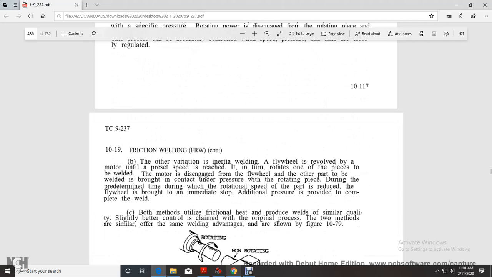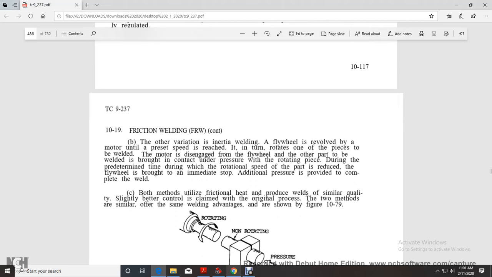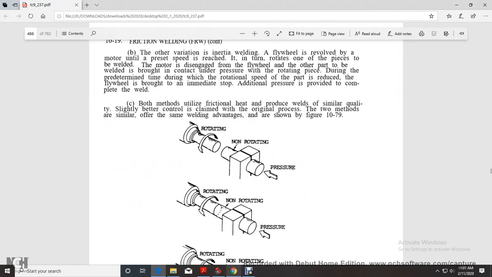Alright, in the other variation, the inertia welding, a flywheel is revolved by a motor to a preset speed. Once it reaches that speed, the motor is disengaged from the flywheel. The other part to be welded is brought into contact under pressure with the rotating piece for a predetermined time. The rotational speed of this part and the flywheel is brought to an immediate stop, and the additional pressure produces the complete weld. Both welding methods use friction heat and produce similar quality, with the second having slightly better control than the original process.